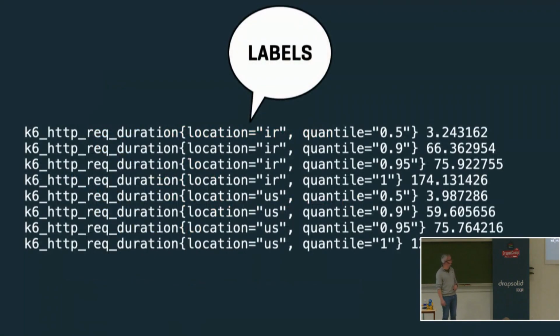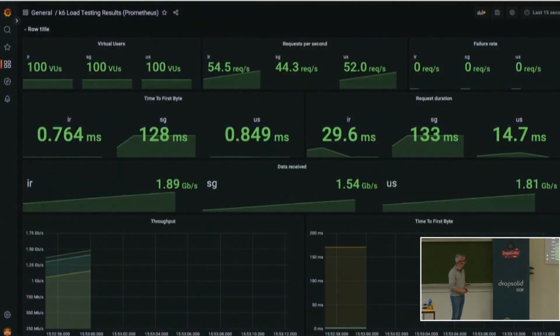You can define labels and say, I am interested in the statistics coming from Ireland in terms of request duration at the 50th percentile or at the 90th percentile. And that harnesses a lot of power and gives you the ability to see things like this. This is a screenshot of a test I ran. So as you can see, there's 300 virtual users, 100 from Ireland, 100 from Singapore, and 100 from the United States. Top left corner, you can see the request rate, no failures. What you can see then is that we're doing mostly sub-millisecond latency.